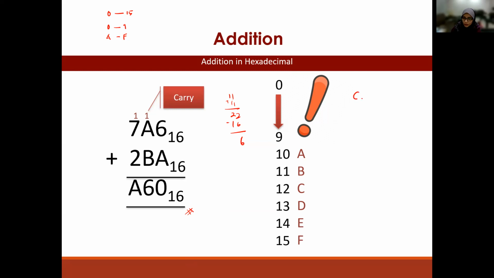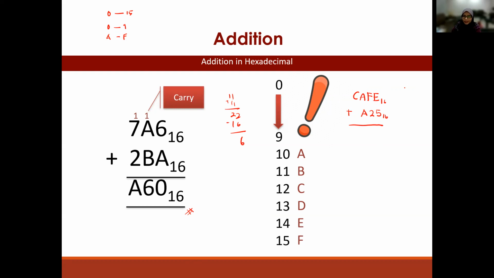For example, if we have CAFE plus A25, base 16, so this is within range. E is equal to 14, so 14 plus 5 equal to 19.